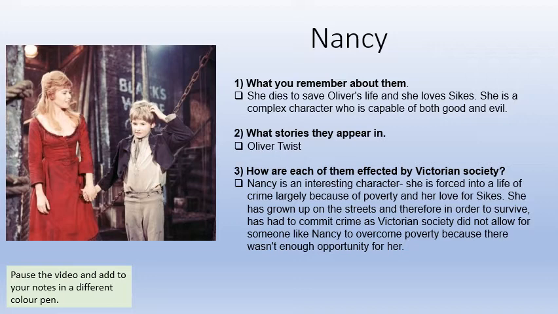So how is Nancy affected? Nancy is an interesting character. She's forced into a life of crime largely because of poverty and her love for Sikes. She has grown up on the streets and therefore, in order to survive, has had to commit crime, as Victorian society did not allow for someone like Nancy to overcome poverty. I wouldn't say there probably wasn't any opportunity for her to do that.